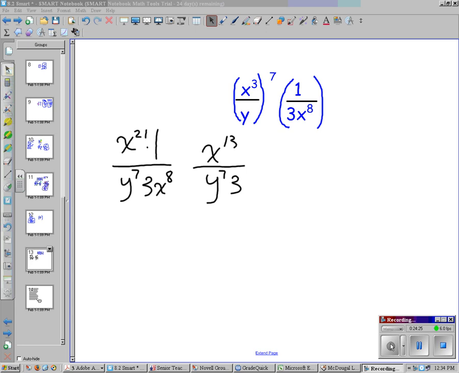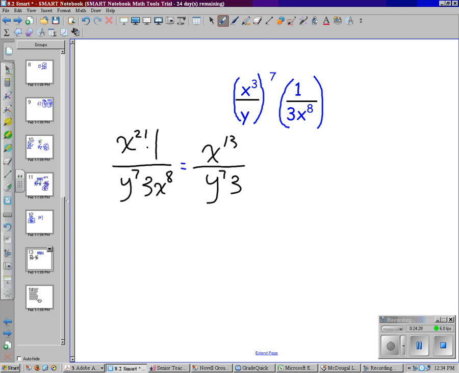Jordan technically has the correct answer, so equals this here. Let's take a look at this. We've got power to a power, which gives us our 21, times the 1. You guys all know anything times 1 is the number, right? So x to the 21st times 1 is still x to the 21st. So technically, we don't need the 1 there. And then we have y to the 7th power times the 3 times the x to the 8th. Okay? Well, the x to the 8th and the x to the 21st, you subtract those. That's how we get our x to the 13th.